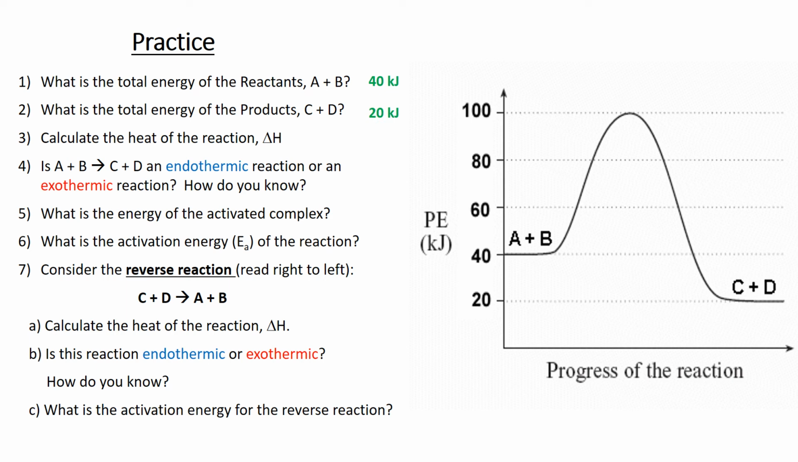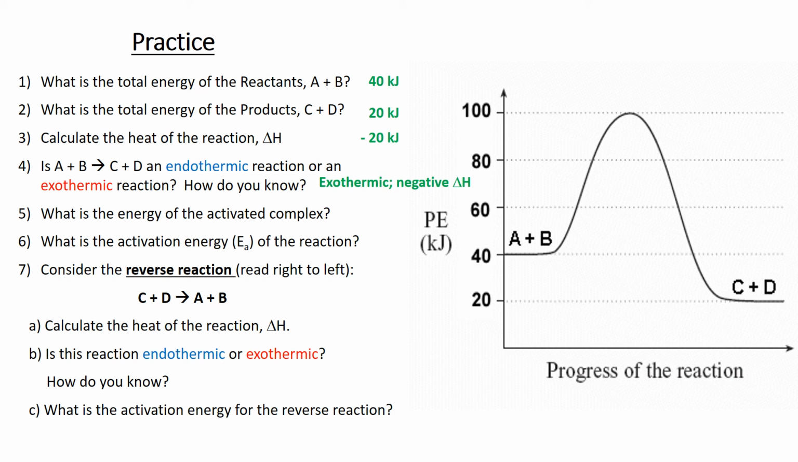The heat of the reaction is the difference in heat between the reactants and products. That's this amount right here. So it's the difference between 40 and 20. But because the products ended up lower, it's actually negative 20 kilojoules. Is the reaction endothermic or exothermic? Well, because the change in energy is negative, that makes it an exothermic reaction.